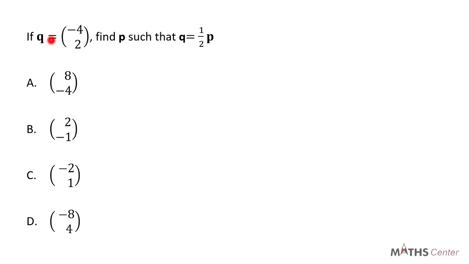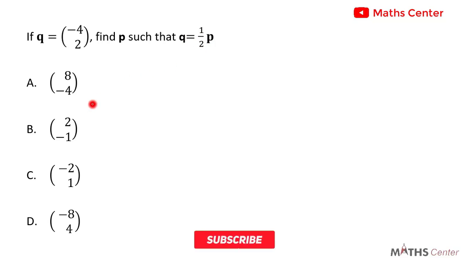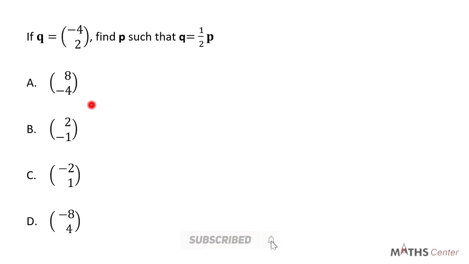If Q is equal to (-4, 2), find P such that Q is equal to half of P. This is a multiple choice question, and so we will solve the question, and after that we will pick the correct option. The equation given to us is Q is equal to half of P. We are going to find P, so let's make P the subject.